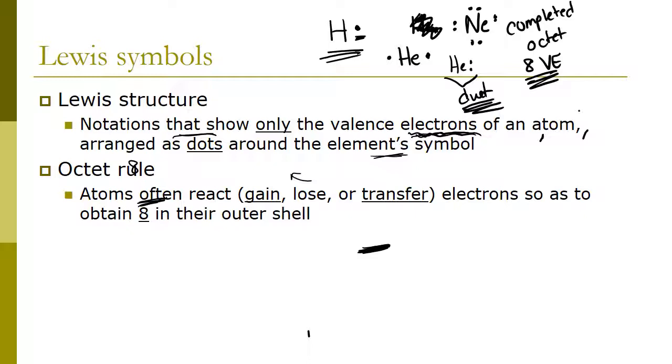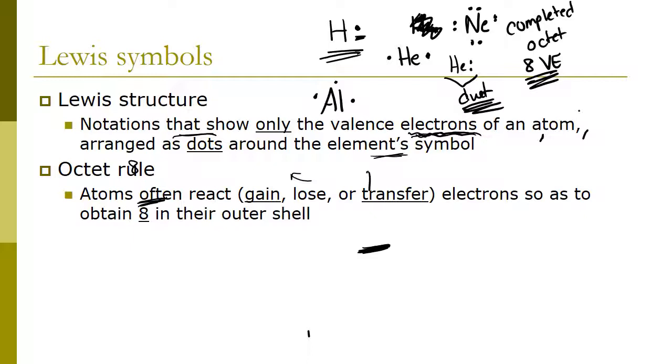Let's look at aluminum. We talked about aluminum earlier. Aluminum is in group 3A. It has 3 valence electrons, so you're going to put 3 dots around it. Doesn't matter which sides you put it on, just make sure that they're on 3 different sides. That's its Lewis symbol.